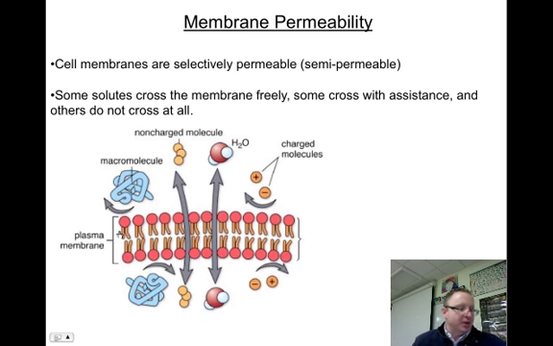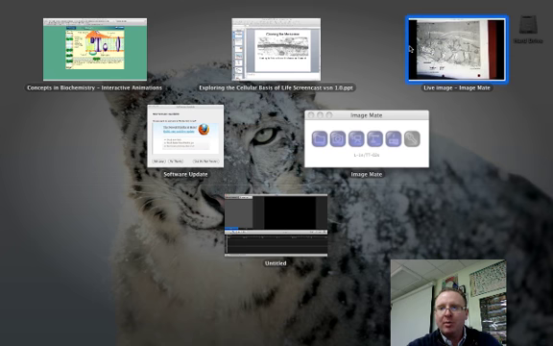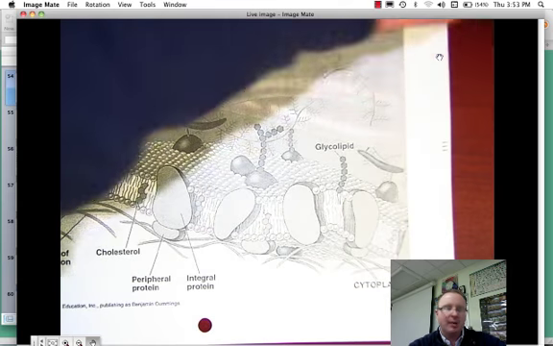And when we take a look at this picture that you see here, this gives you a little idea of what we're talking about. The plasma membrane, recall, has a hydrophobic region in the interior and a hydrophilic region on either the inside or the outside of the membrane. I'm going to jump out of the presentation here just for a moment and show you on the camera an example of what I'm talking about.